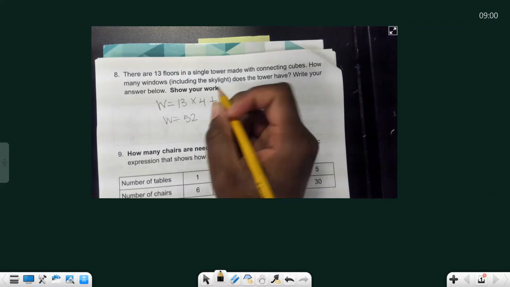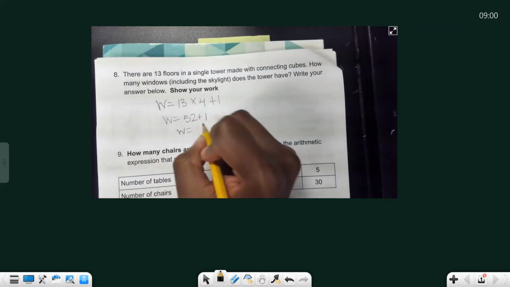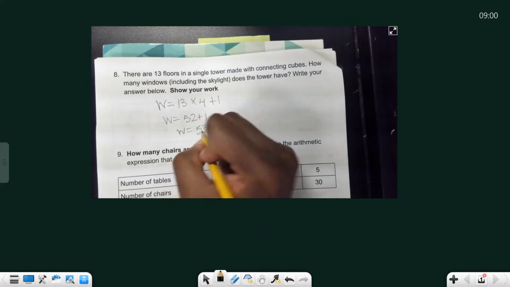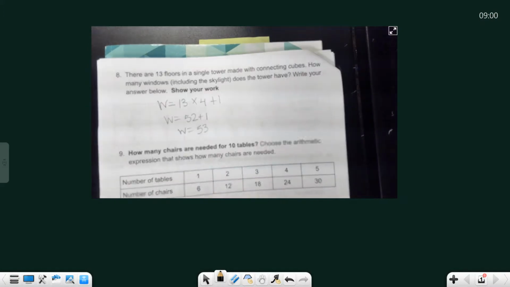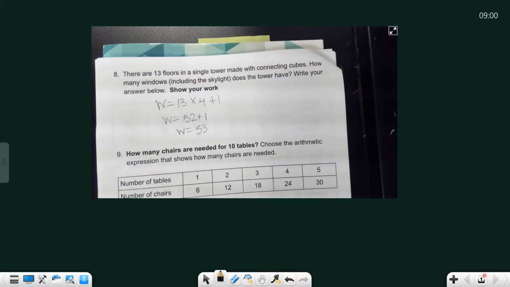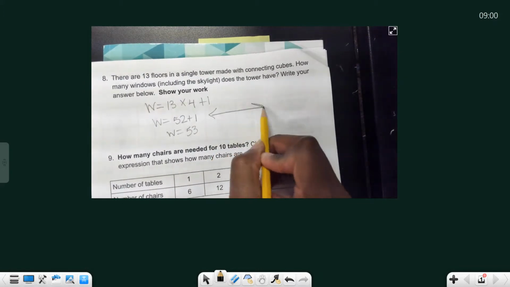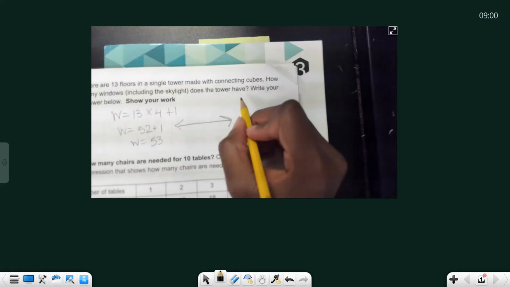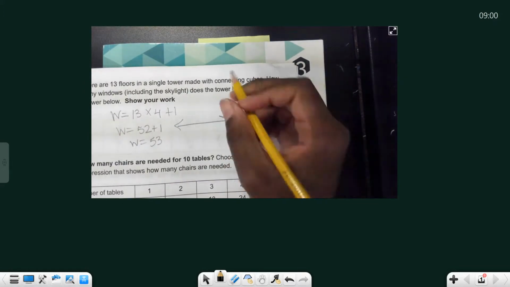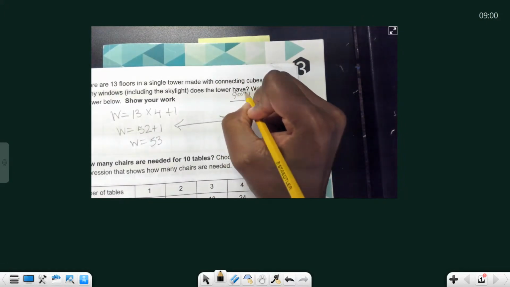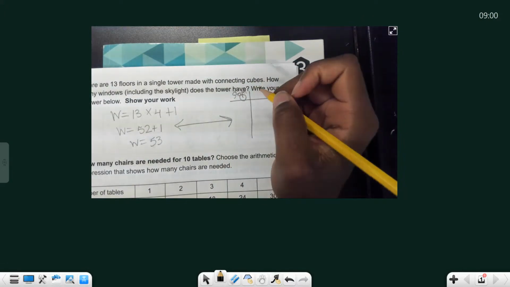52. And you add that skylight, you should have 53 windows. Okay? And you can also use your chart to help you too. Let's not forget, if we're not good with the expression, we have the chart to rely on. With the tower, you start, and that's your first one. So with the single tower, how many do we start with?